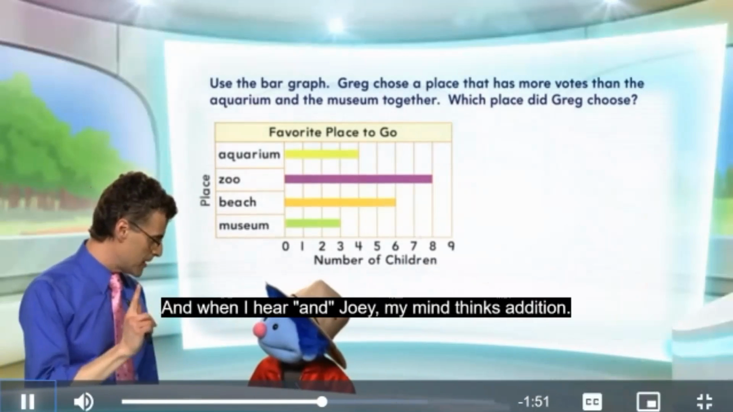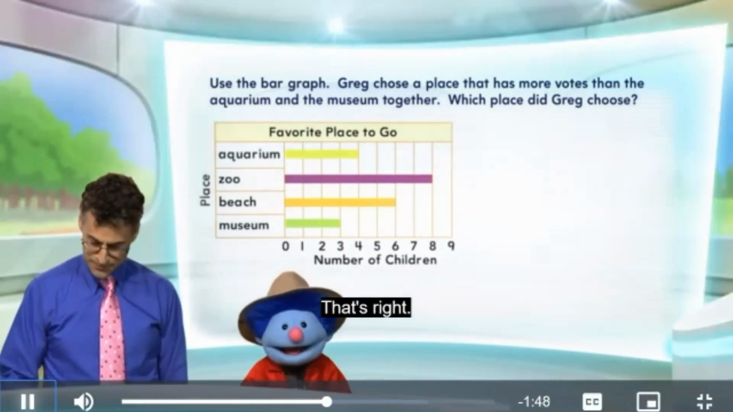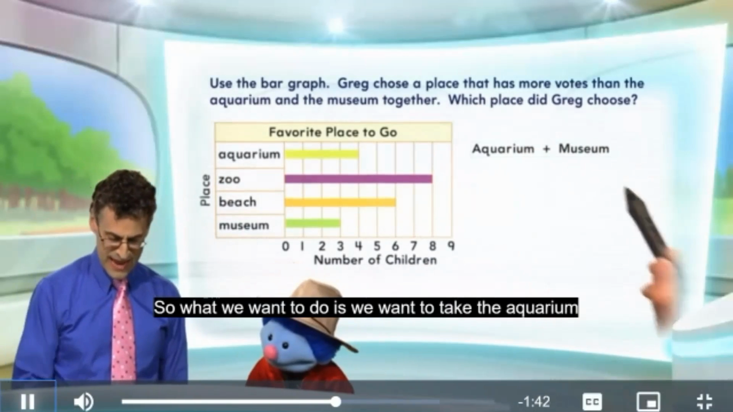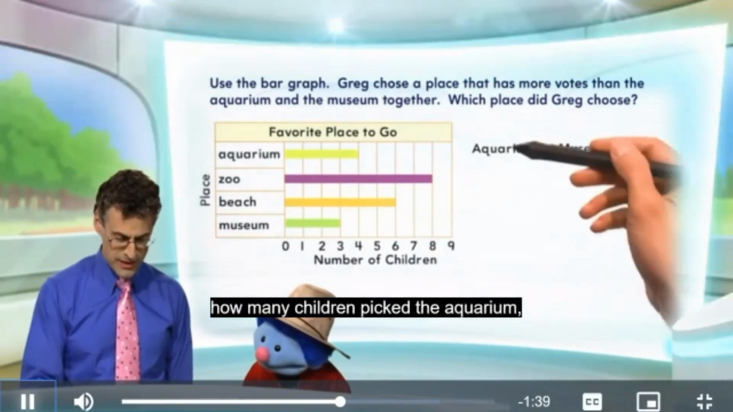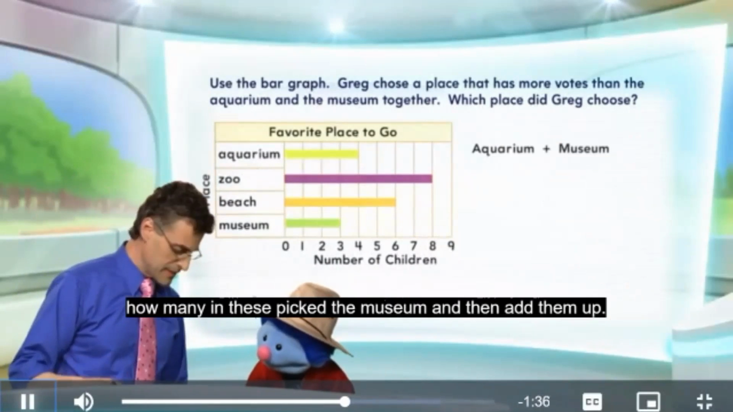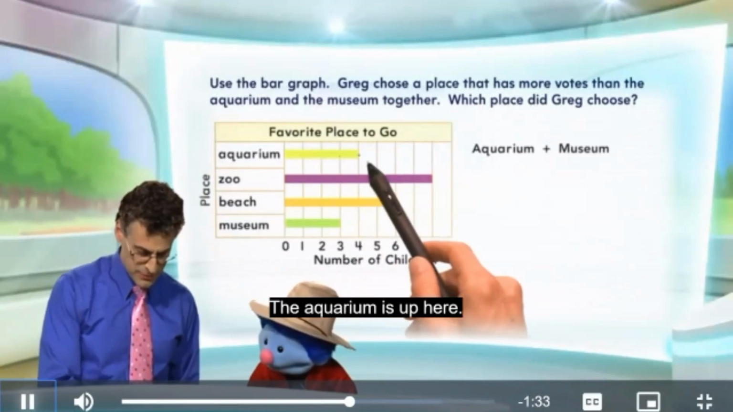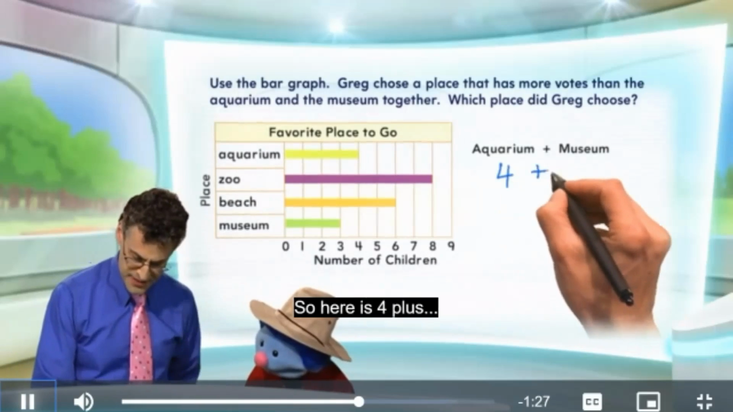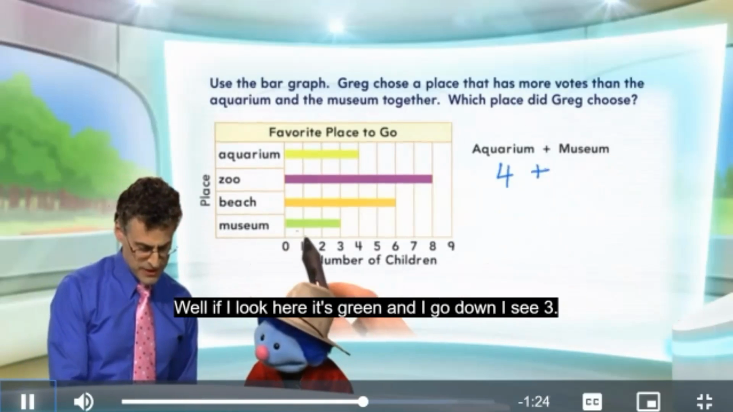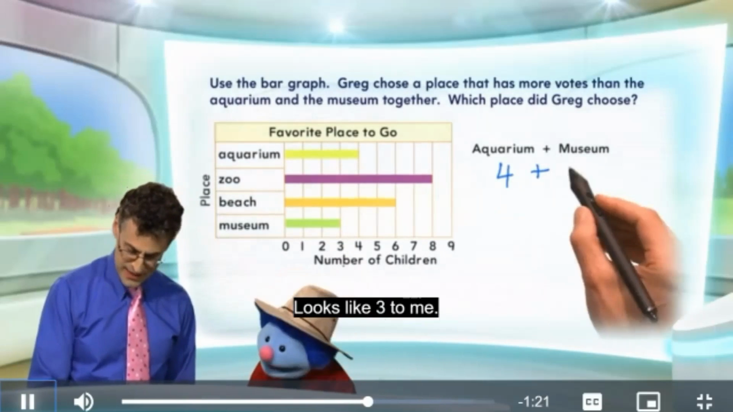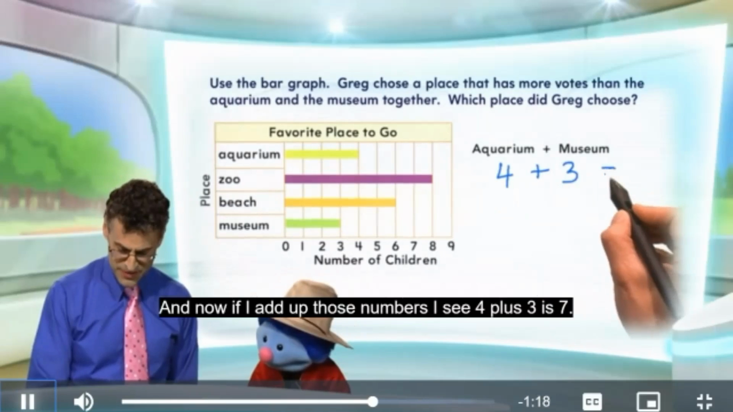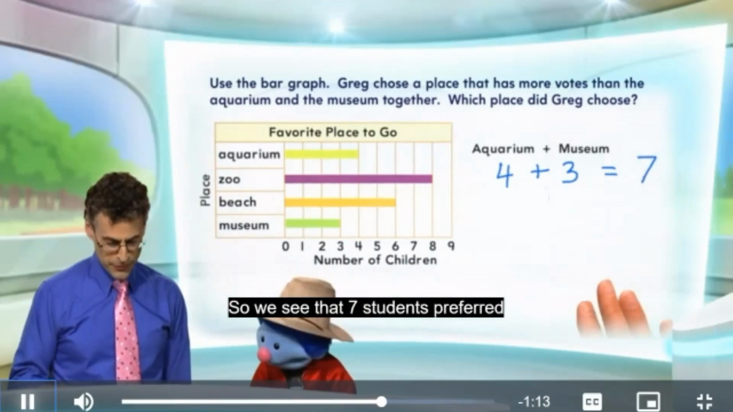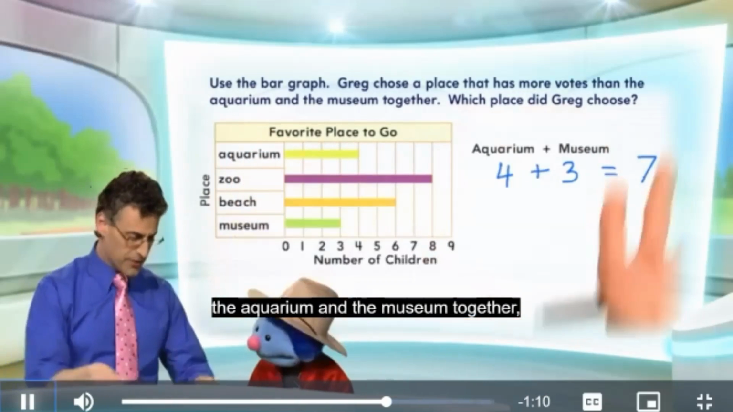And when I hear "and," Joey, my mind thinks addition. That's right. So what we want to do is take the aquarium and the museum and see how many children pick the aquarium, how many pick the museum, and then add them up. The aquarium we already saw was 4. So here's 4 plus, and then how many students pick the museum? If I look here, it's green, and I go down, I see 3. Exactly, so 4 plus 3 is 7. So 7 students preferred the aquarium and the museum together.